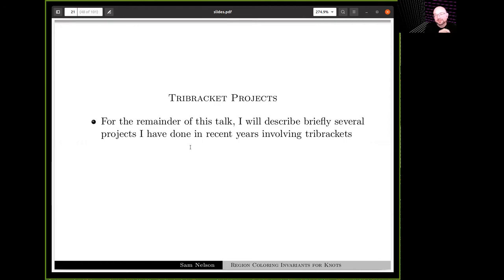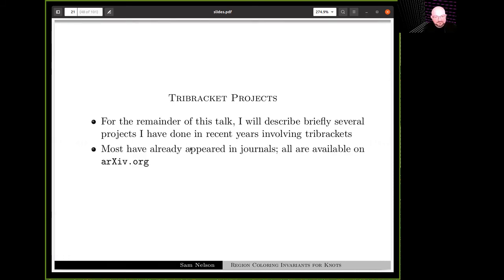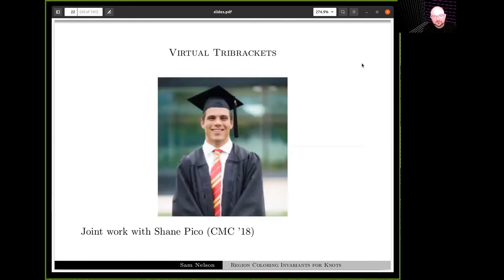So for the remainder of this talk, I'm going to briefly describe a number of projects that I've done in recent years using tri-brackets. Most of these, as I say here, have already appeared in journals. All of them are available on archive.org. All right, so the first one is about virtual tri-brackets.